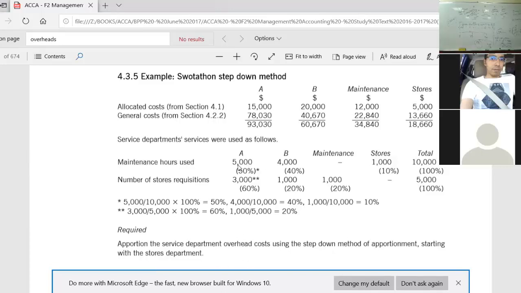And see here, it's the same question. 5,000, 4,000, 1,000, but they have given the percentages also. In my case, I was already taking 50, 40, 10, 60, 20, 20. Correct? They have explained the question. That is all I'm trying to say.